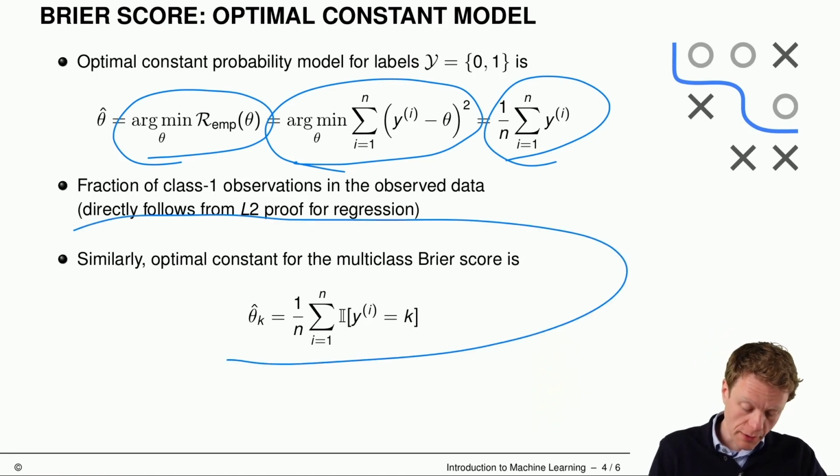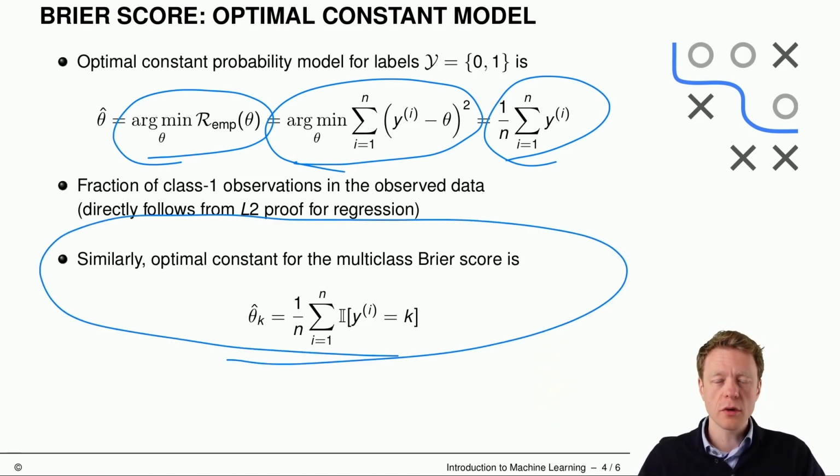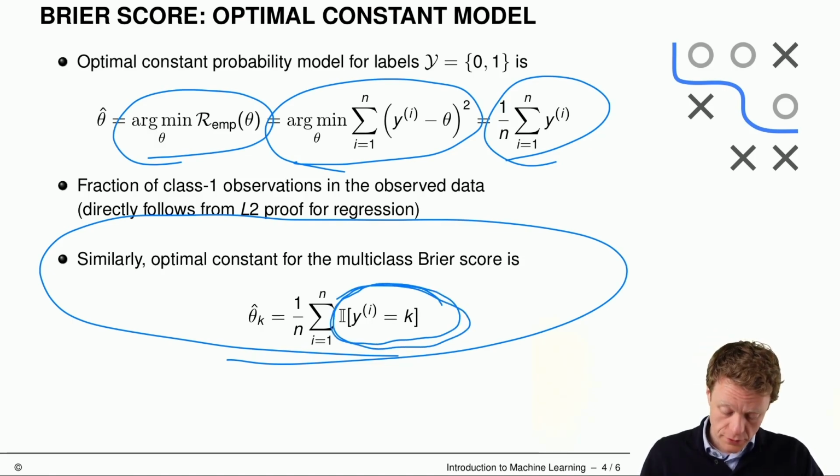We can derive the same thing for the multi-class Brier score. It's just the fraction of the class k observations in that term here. So we have an indicator function of y_i equals k. So that's 1 if the true class is k and 0 otherwise, and we just sum those up and divide by n.